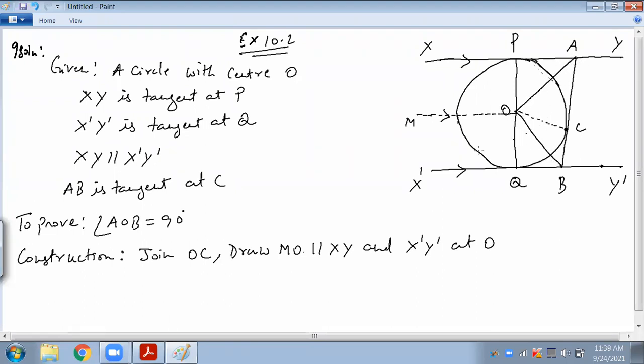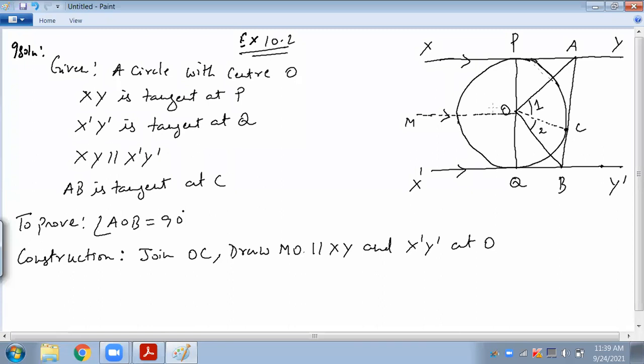Now for this we need construction. We'll join OC, and we'll draw a line MO parallel to XY and X'Y' at O. At O we are drawing MO parallel to both the lines. Since we are going to show angle AOB is 90, on joining OC, this angle AOB is divided into two parts. We can mark it angle 1 and 2, and we'll try to show 1 plus 2 is 90.